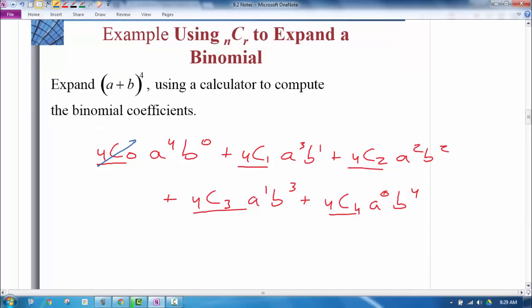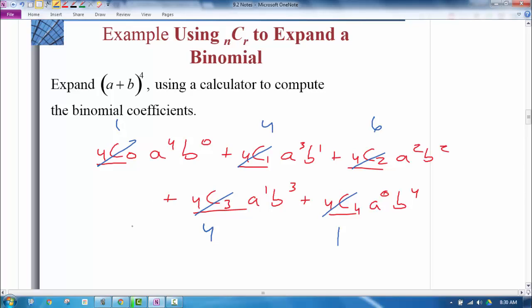So when you simplify this, 4c0 is 1. 4c1 you can do in the calculator is 4. 4c2 you can do in the calculator is 6. This is 4, and this is 1. So it's symmetric, like I said. You could have started with 4c4, and you'll see that you could have switched these coefficients.